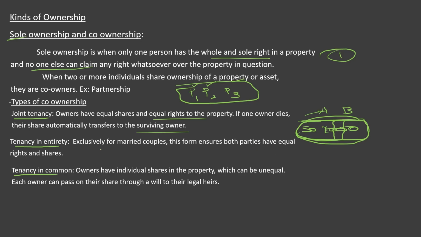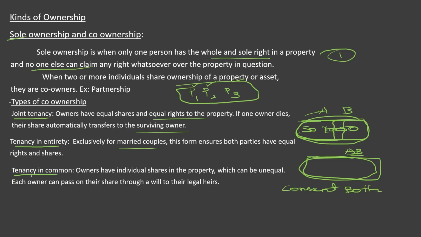And tenancy in entirety is exclusively for married couples. This form ensures both parties have equal rights and equal shares. Here, A and B are a married couple and they have jointly purchased this property. The property cannot be divided. In tenancy in entirety, the entire property belongs to both of them and it cannot be divided. And if either A or B wants to sell this property, they cannot sell without the consent of the other. The consent of both the parties is a must to sell this property.